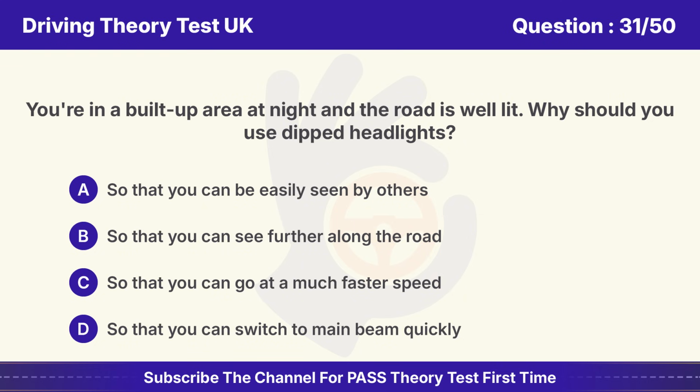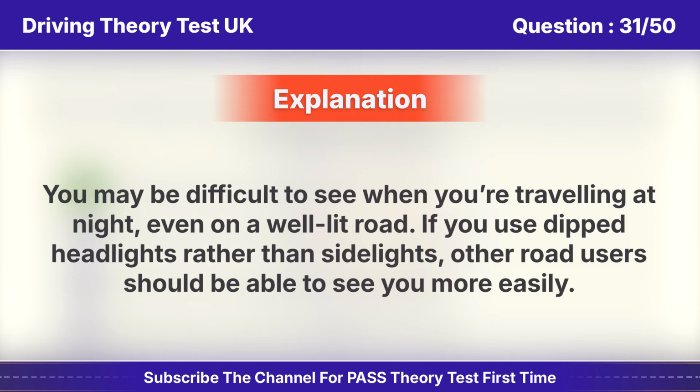Question 31. You're in a built-up area at night and the road is well lit. Why should you use dipped headlights? Answer is A. So that you can be easily seen by others. You may be difficult to see when you're traveling at night, even on a well-lit road. If you use dipped headlights rather than side lights, other road users should be able to see you more easily.